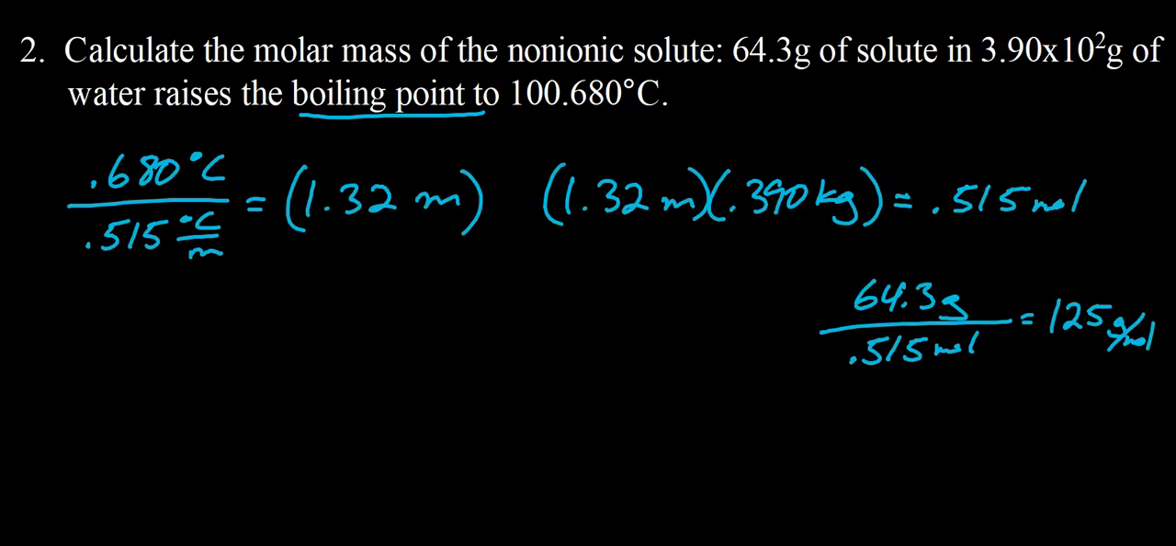So this time I did 100.680 minus 100 degrees Celsius. So subtract the normal boiling point of the solvent from the boiling point of the solution to get the delta TB. Use that along with KB to find the molality. We got 1.32 molal. I want to do it in separate steps instead of mixing everything together. Take the molality along with the mass of the solvent and use that to find moles of solute. Take grams of solute, which is given to you in the problem, divided by moles of solute, and that will give you molar mass, 125 grams per mole.